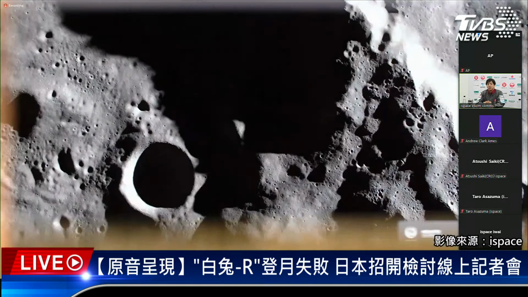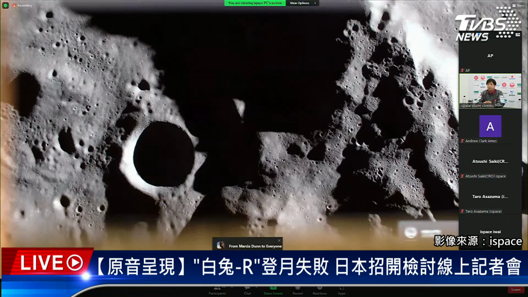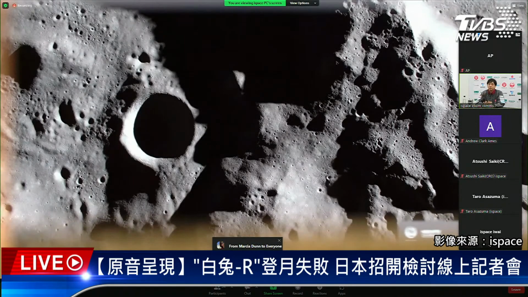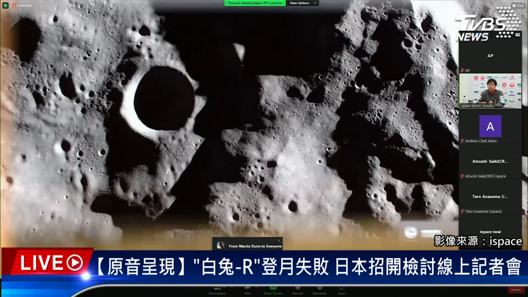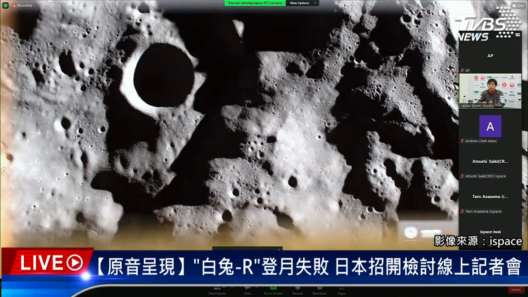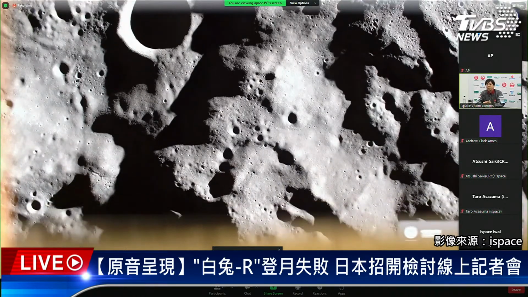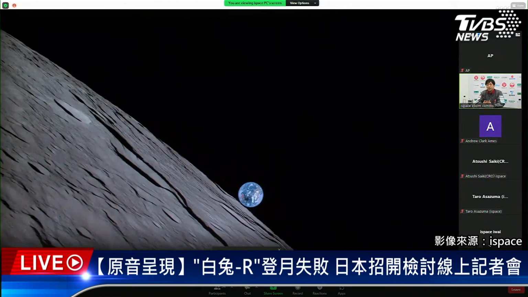Then yes, this is another movie from 100 kilometer altitude. And this is also really impressive. The lunar surface looks really close. You can identify really detailed terrain features on the lunar surface. Then please move on to the next slide. This is the Earth setting moment. I mean now the Earth is approaching the lunar horizon. This is also a really impressive picture too. Then please move on to the next slide.